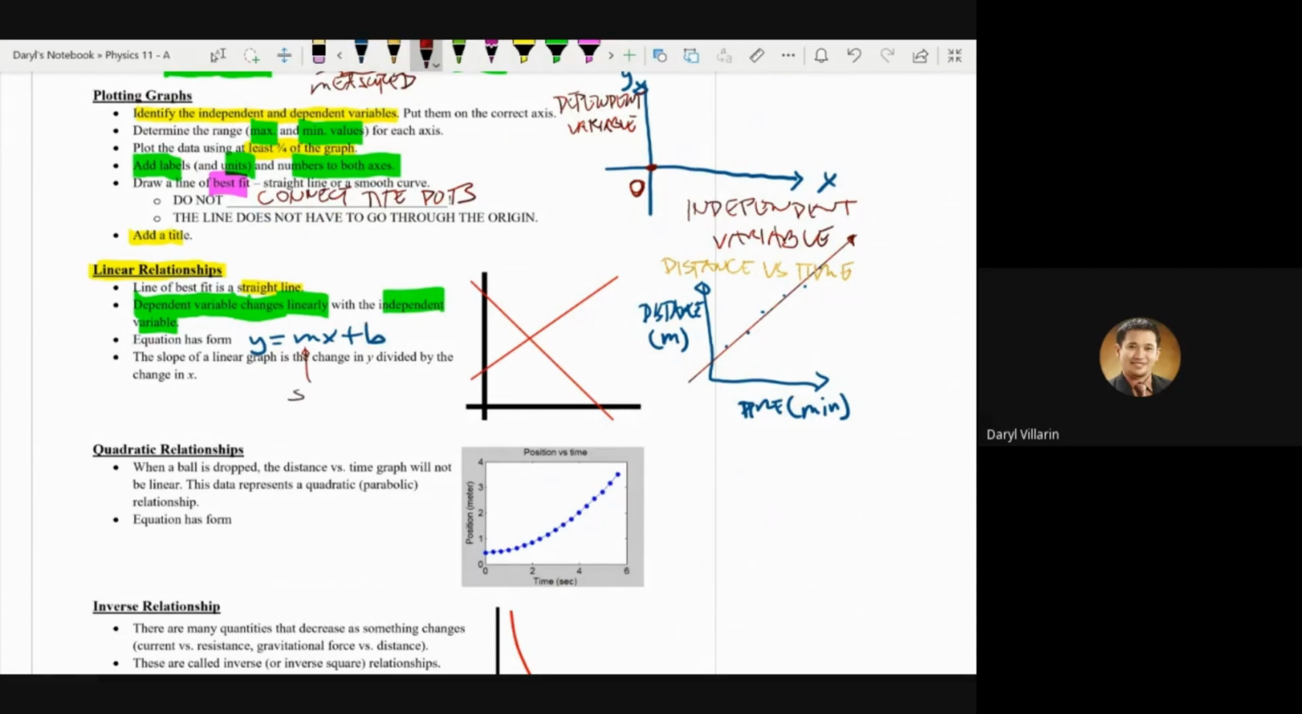is the slope and b is the y-intercept. So these are two examples of linear graphs, wherein the first one here gives you a positive slope, and the other one gives you a negative slope. This line here is your negative slope.